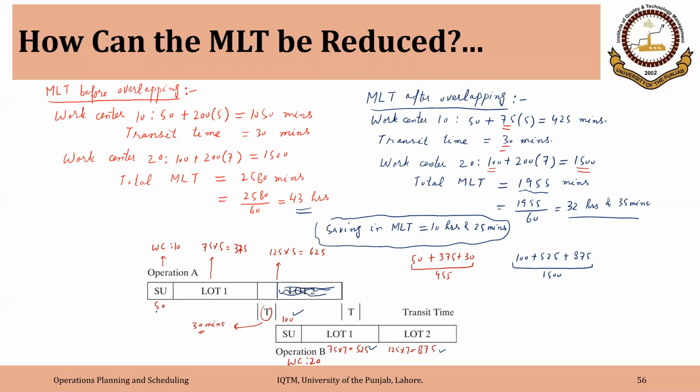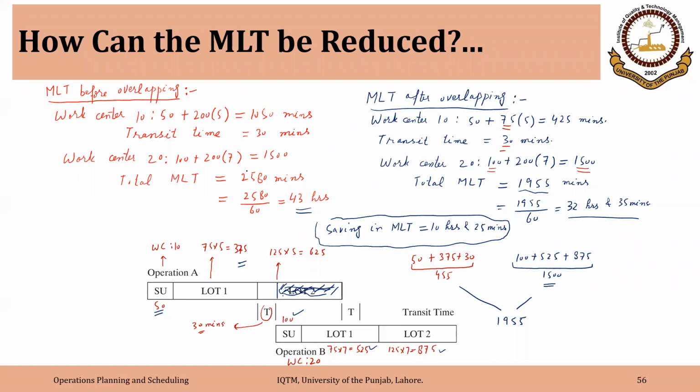So that is why I have written for work center 10, the time to be equal to 50 plus 375 plus the 30. And this time, this much on work center 10 is overlapping with work center 20. So that is why we are not adding that time and we are taking these 1500 minutes for work center 20. So this total turns out to be the sum of these two, 1955.